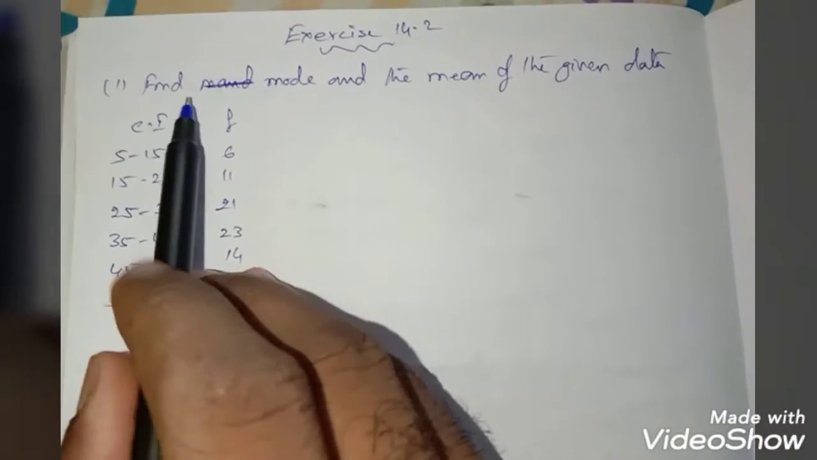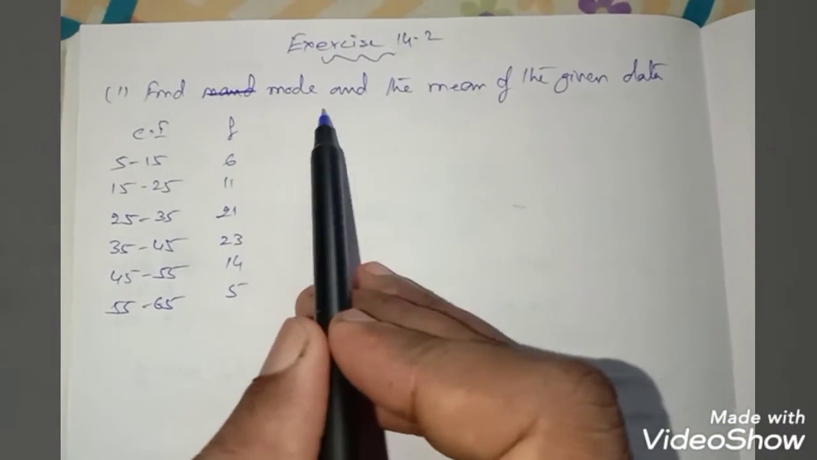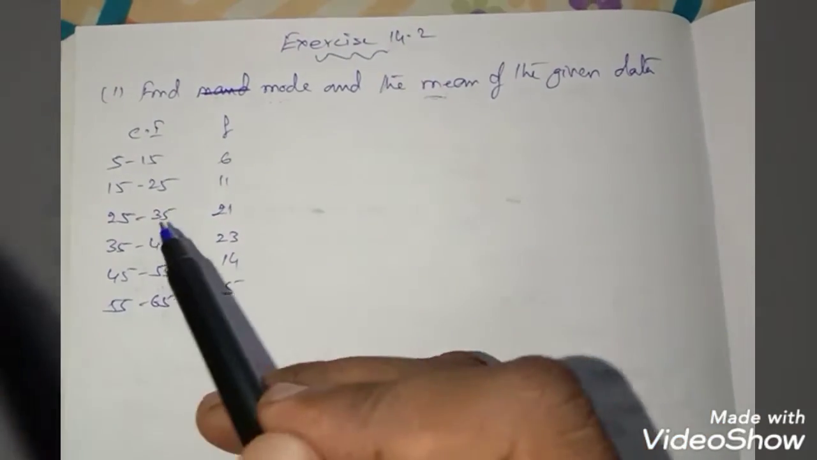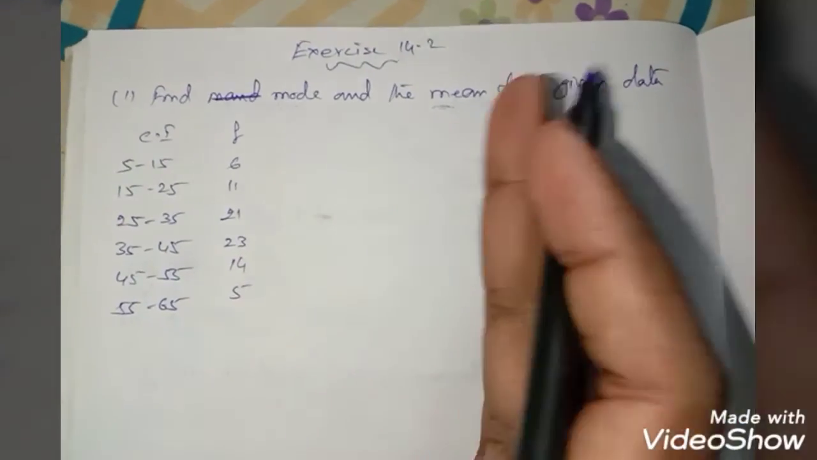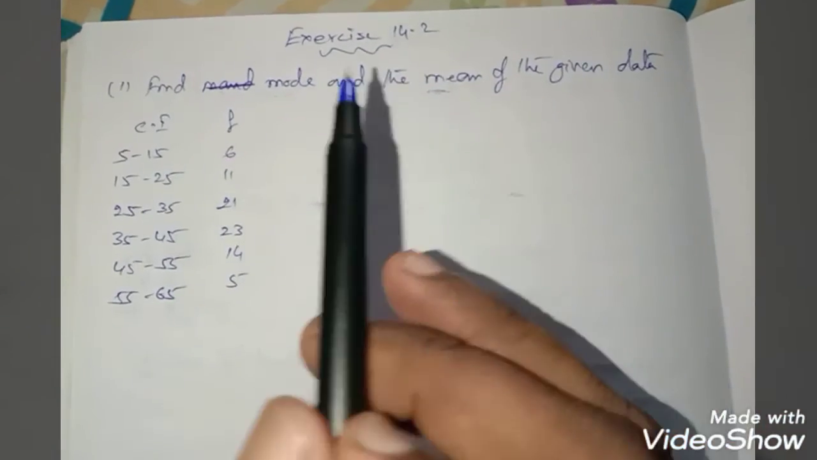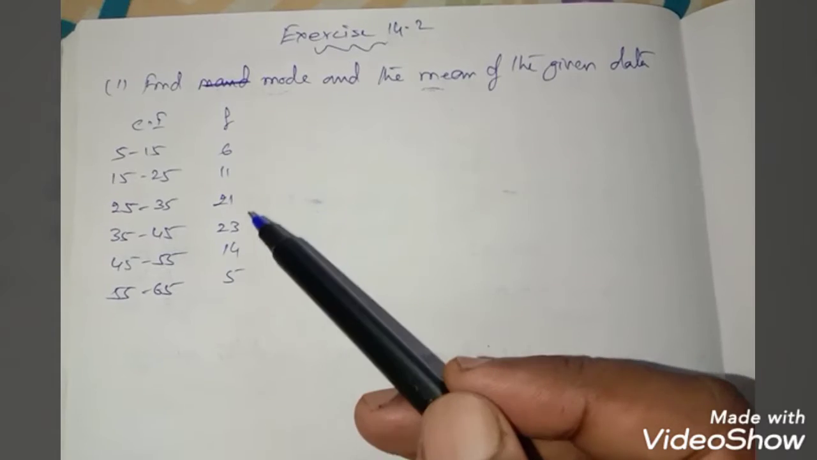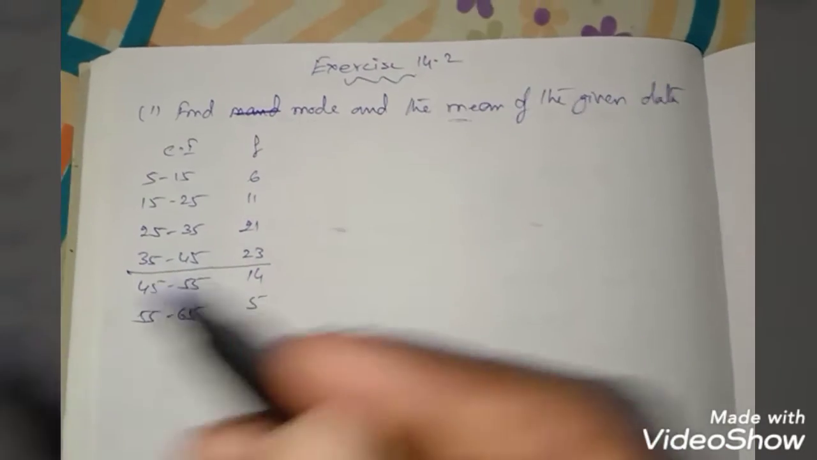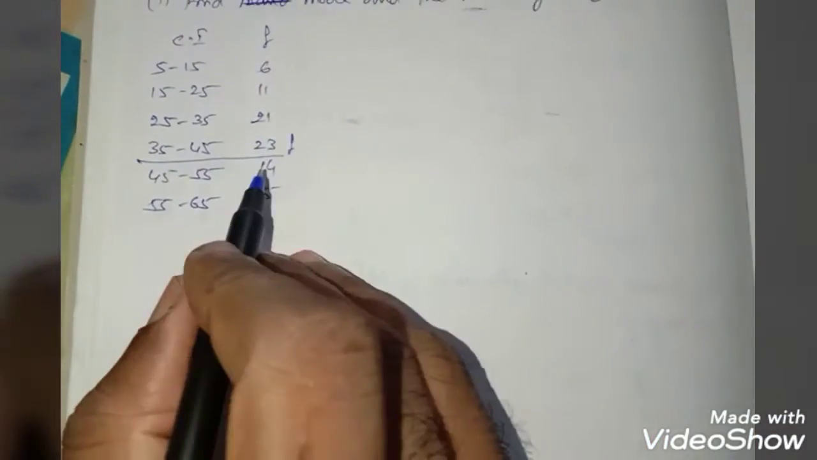First the question is: find the mode and the mean of the given data. So in this exercise we are finding two values of the given data. Class interval is given, frequency is given. Before finding the mode, as per the definition, the highest repeating frequency is nothing but the mode. So in this frequency, what is the highest number? 23 is the highest number. Just underline this value and denote it as F, that is the highest frequency.